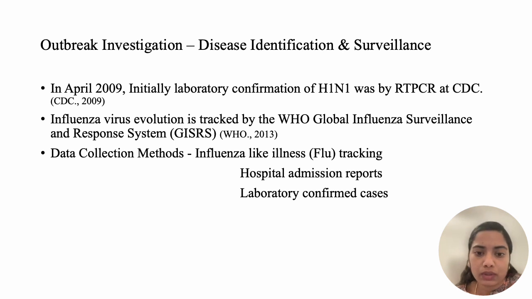Influenza virus evolution was also tracked by the WHO Global Influenza Surveillance and Response System. Data collection methods were influenza-like illness tracking, hospital admission reports, and also laboratory confirmed cases. Delays in determining the virus's unique genetic composition because it's a new virus, and Mexico's poor initial diagnostic capabilities were two major challenges faced by the investigators during the initial days of the pandemic.